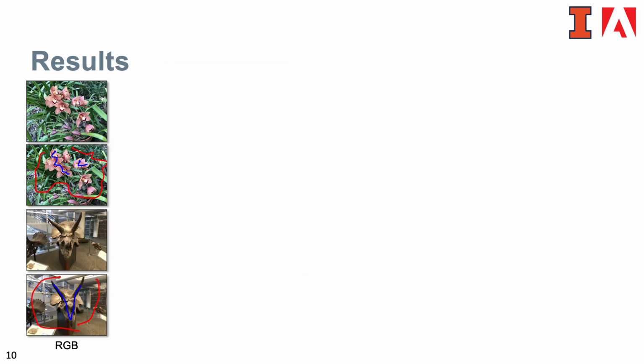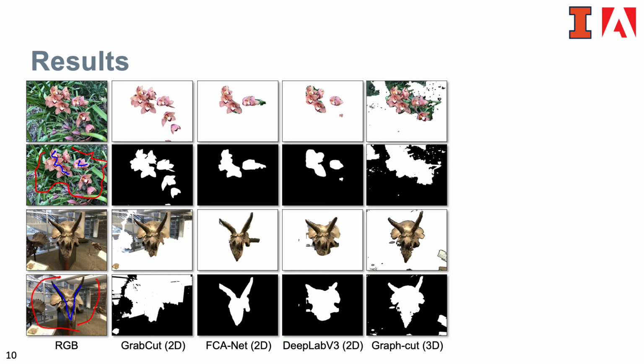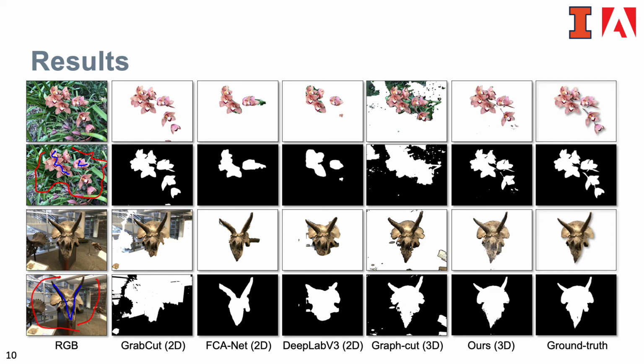Here we present qualitative results. In the left column, we show the input scene and the user scribbles. We then show the foreground objects and masks predicted by the baseline method. Our method demonstrates more accurate results with less noise and better visual quality.